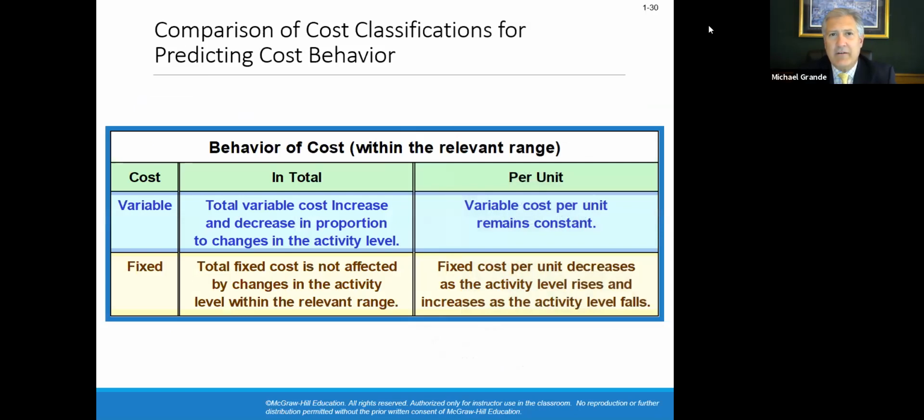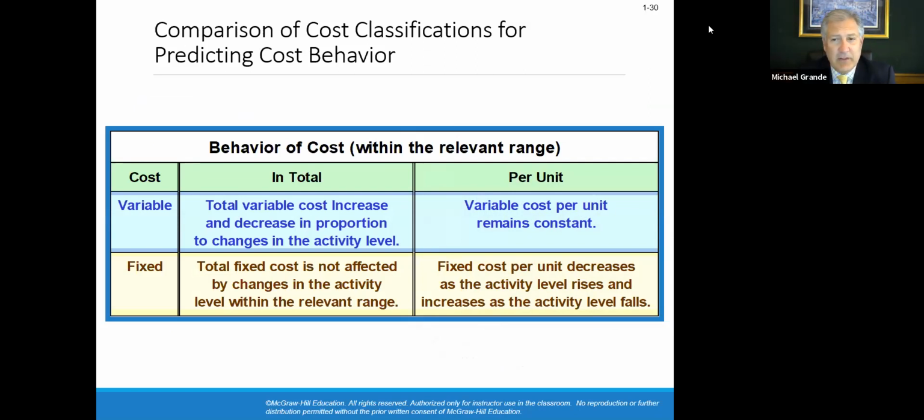Here's a nice comparison of cost classifications for predicting costs. Variable cost: total variable cost increases and decreases in proportion to changes in activity. This is what you want to remember. A variable cost, the classic distinction is the cost per unit remains constant. $100 of direct material per desk.